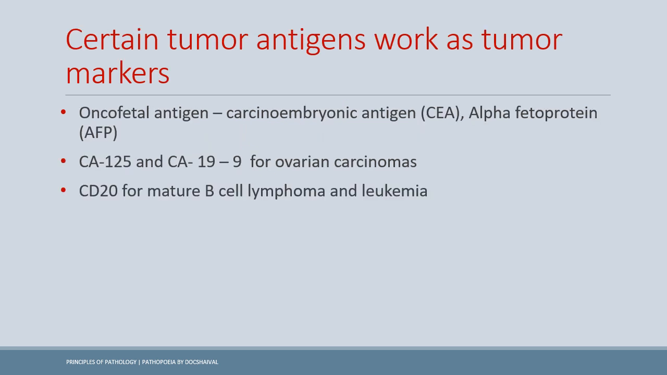Certain tumor antigens work as tumor markers, and I've mentioned a few of them which are high yield to be aware of. One of them is oncofetal antigens, which are CEA, carcinoembryonic antigen, and alpha fetoprotein. The next are CA125 and CA199 for ovarian carcinomas. CD20 is a very important marker for mature B-cell lymphoma. High yield to know CD20, CA125, carcinoembryonic antigen, and alpha fetoprotein.